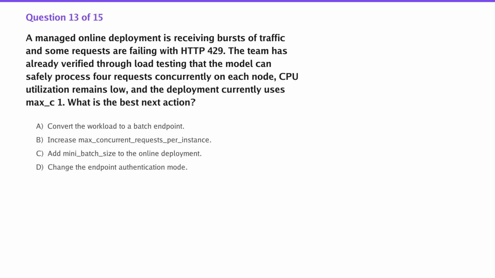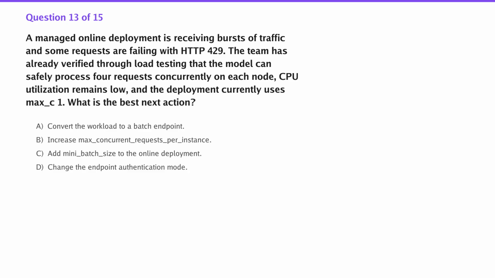A managed online deployment is receiving bursts of traffic and some requests are failing with HTTP 429. The team has already verified through load testing that the model can safely process 4 requests concurrently on each node, CPU utilization remains low, and the deployment currently uses max_concurrent_requests_per_instance of 1. What is the best next action?